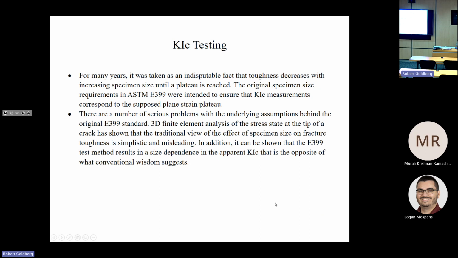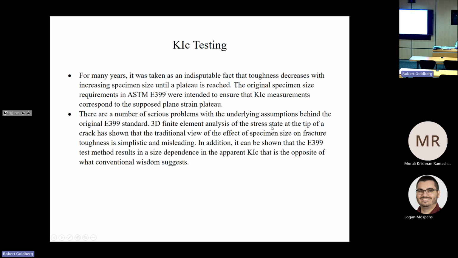And for many years, it was taken as an indisputable fact that toughness decreases with increasing specimen size until a plateau is reached. And the original specimen size measurements and requirements in the standard were intended to assure that the K1C measurements corresponded to the supposed plane strain plateau. And there are a number of assumptions that were not appropriate for the E399 standard.